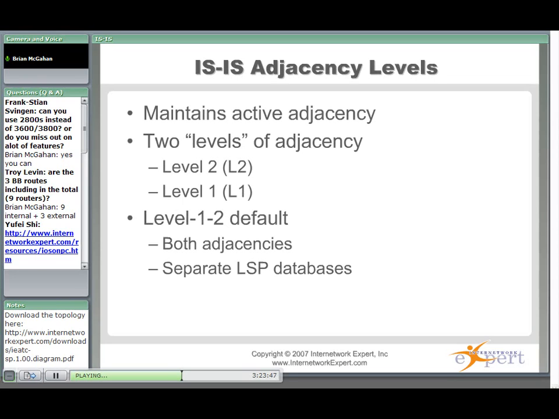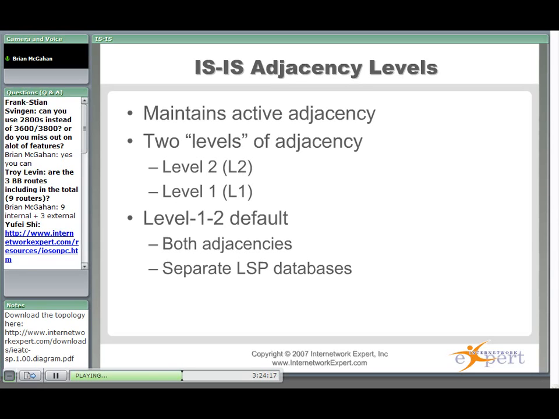Okay, now in IS-IS, unlike OSPF areas, we are going to be dealing with different levels of adjacency. We have 2 levels: level 1 adjacency and level 2 adjacency. When we configure the protocol on the command line, the routers are all going to be running in level 1, level 2 mode, which means they're going to form both adjacencies on any interface we enable IS-IS on, and they're going to have separate link state protocol databases for each of these adjacencies.